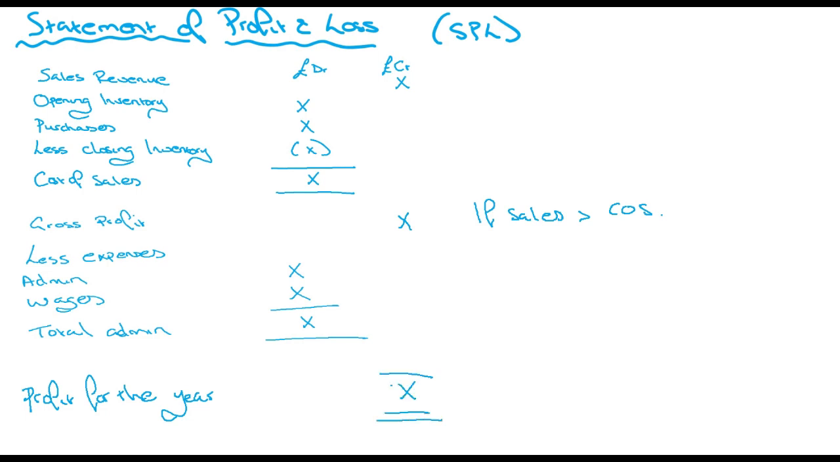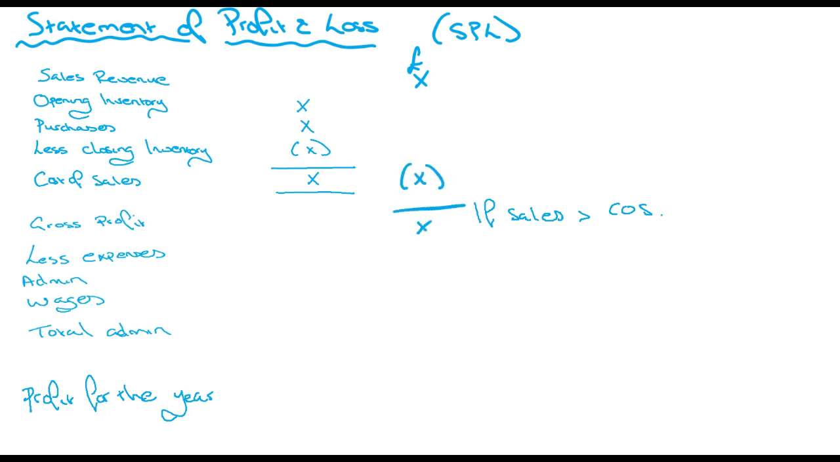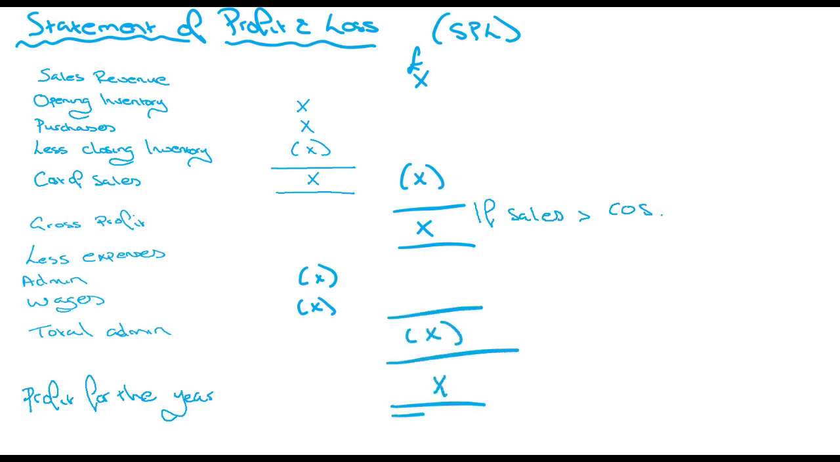If we were to change this, instead of showing you the debits and credits, it would look like this. You'd have your sales revenue here, then you'd have your cost of sales like this, your gross profit like this, and then you'd have your admin expenses, with your total admin expenses here, and then your profit for the year would show as a positive like that.